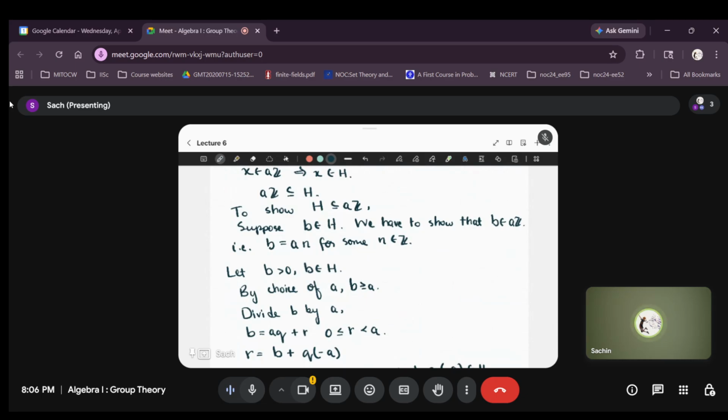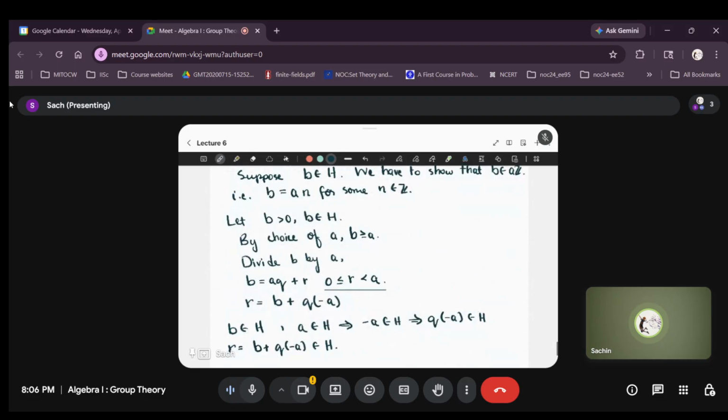You will get B is equal to AQ plus R for some quotient Q and remainder R. And by division algorithm, we know that the remainder R is greater than or equal to 0 and less than A. Now, R is B minus AQ, which is nothing but B plus Q times minus A. Now, B was an element of H, A is an element of H, so minus A is an element of H, then Q times minus A will also be an element of H by closure.